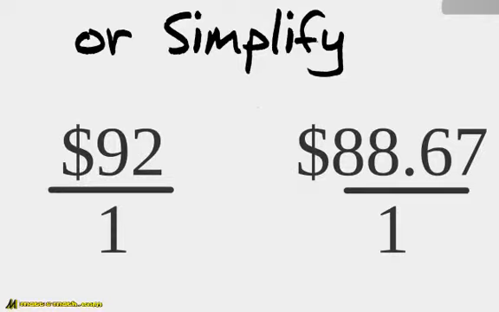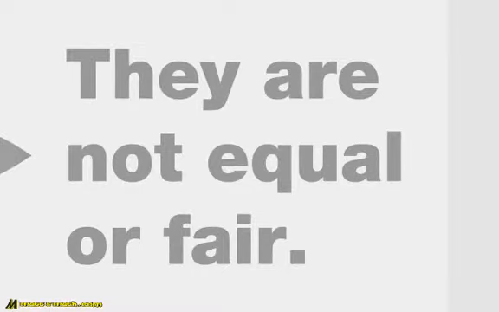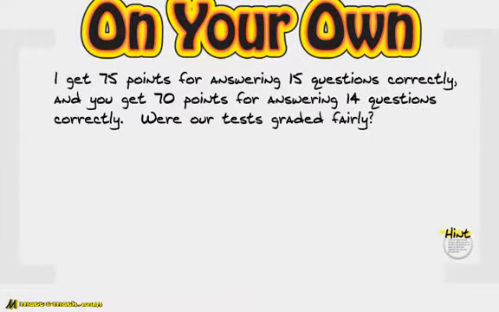So those are two different ways to solve proportions. And we realize that they're not equal or they're not fair because we compare the rates and they're totally different. Now why don't you look at this one, see if you can set up the proportion. I get 75 points for answering 15 questions correctly, and you get 70 points for answering 14 questions correctly. Were our tests graded fairly? Were they the same? Were each question weighted the same?